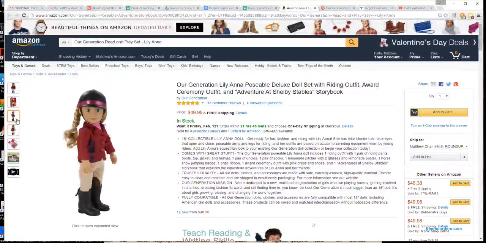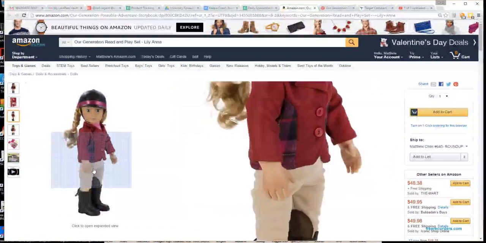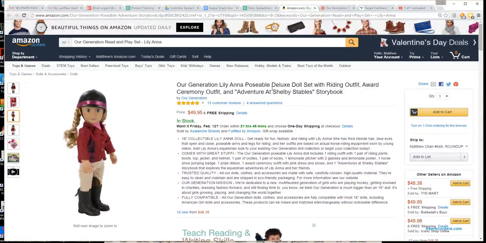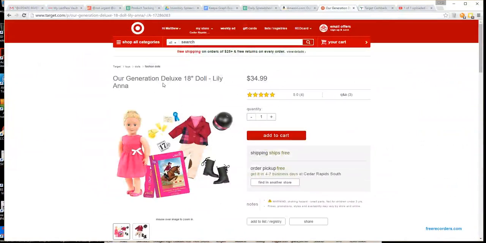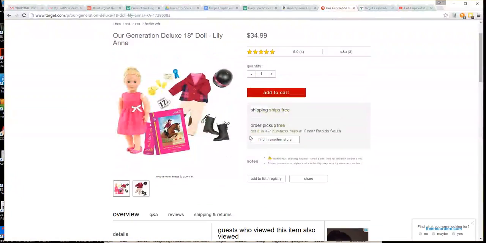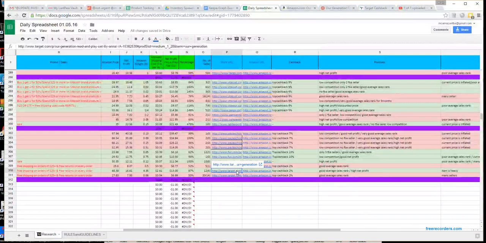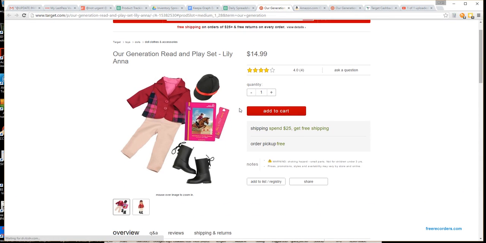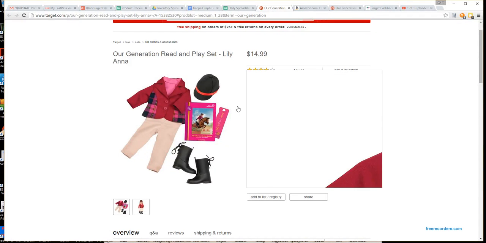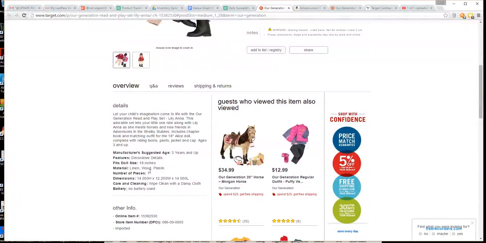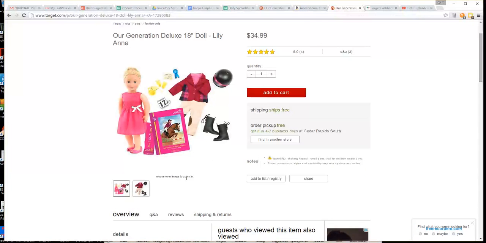Yeah, we need to be very careful because this one is deluxe and this one is deluxe. The one we had was actually not deluxe. It's just the read and play set, so I don't think it includes the doll. It includes a chapter book and matching outfit for the 18-inch Alice doll, complete with riding boots, pants, jacket, and cap.